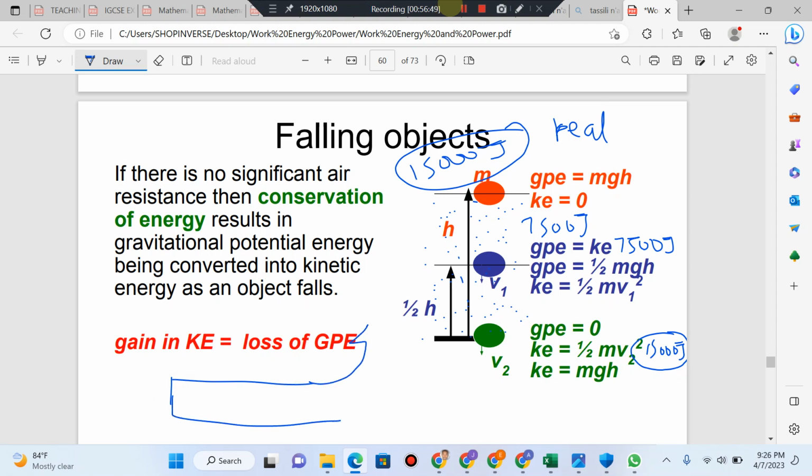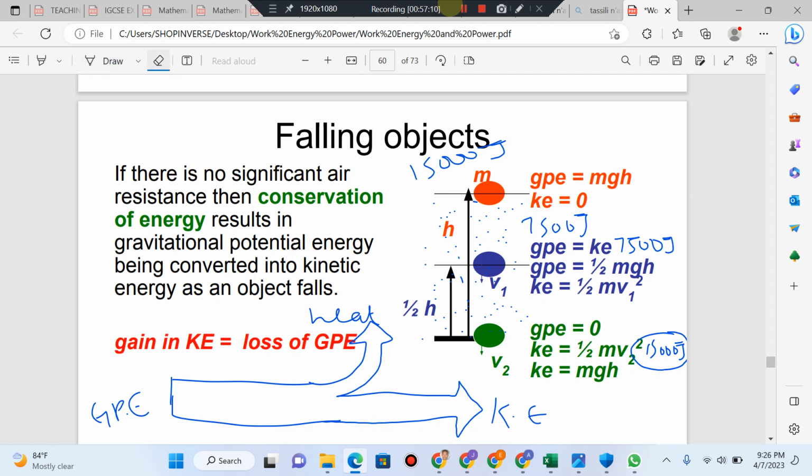When you try to draw the Sankey diagram of the system, you have to include the energy that is lost in the form of heat. At the end, you have kinetic energy. In the beginning, you have gravitational potential energy. And along the line, some energy has been lost to heat and sound. When something is moving in the air, it produces sound.